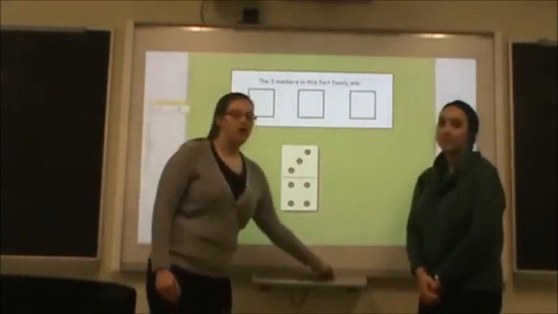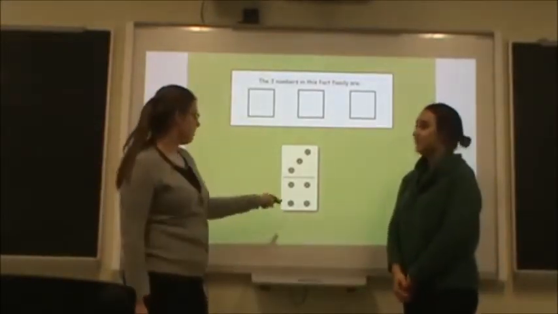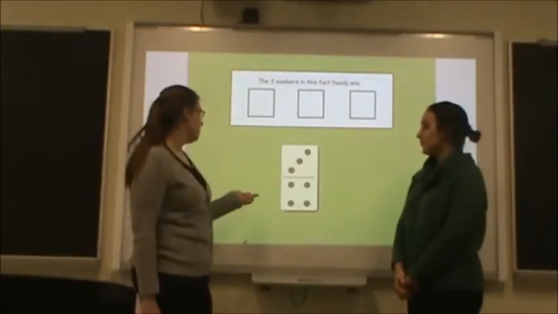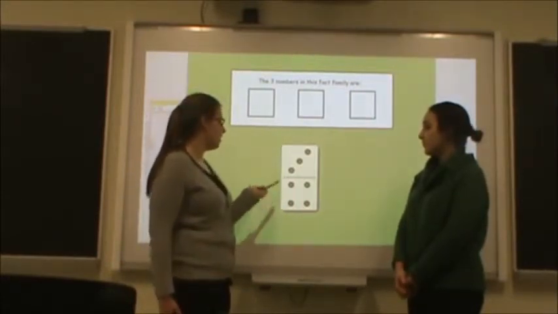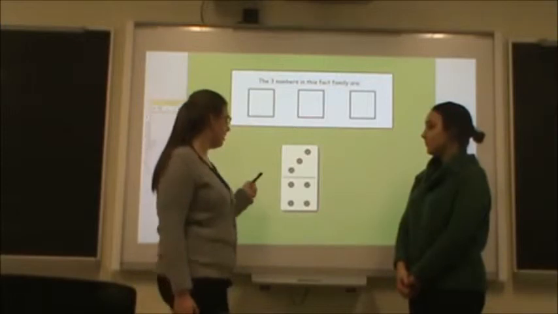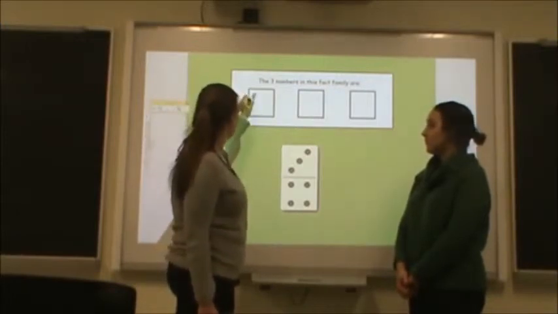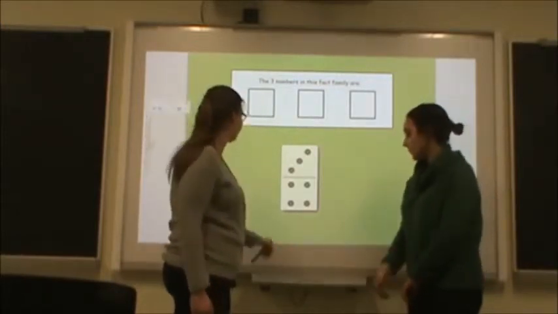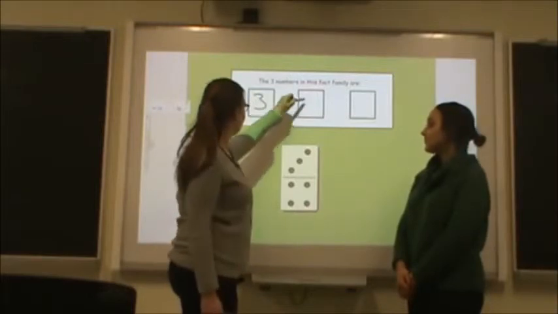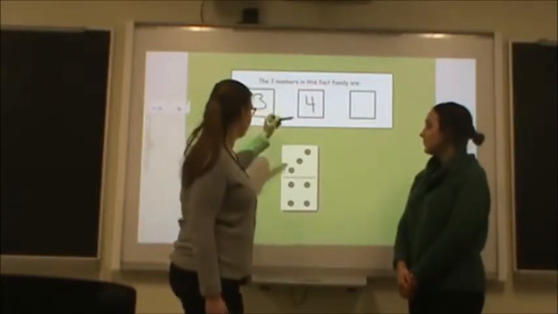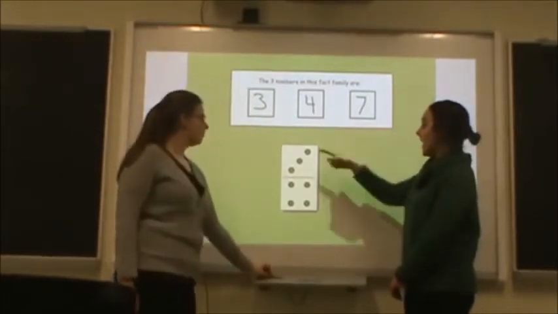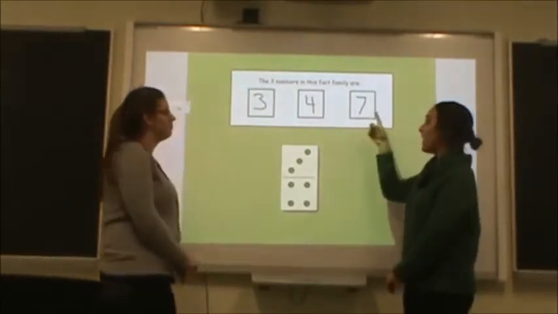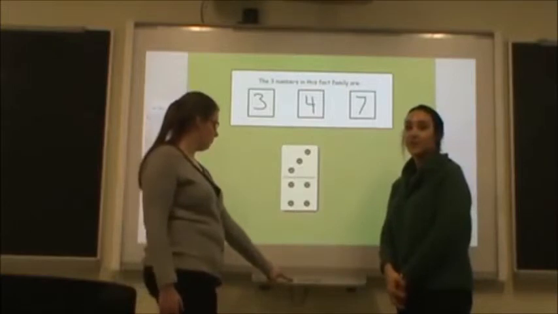This picture is a bit more challenging for the students because it doesn't give them a total number, but it's very similar to the last picture. We have 4 dots on one side of the die and 3 dots on the other. So our fact family would be 3 and 4 is 7. And the students would have to add the 2 numbers together to figure out what the 3rd number in the fact family was.